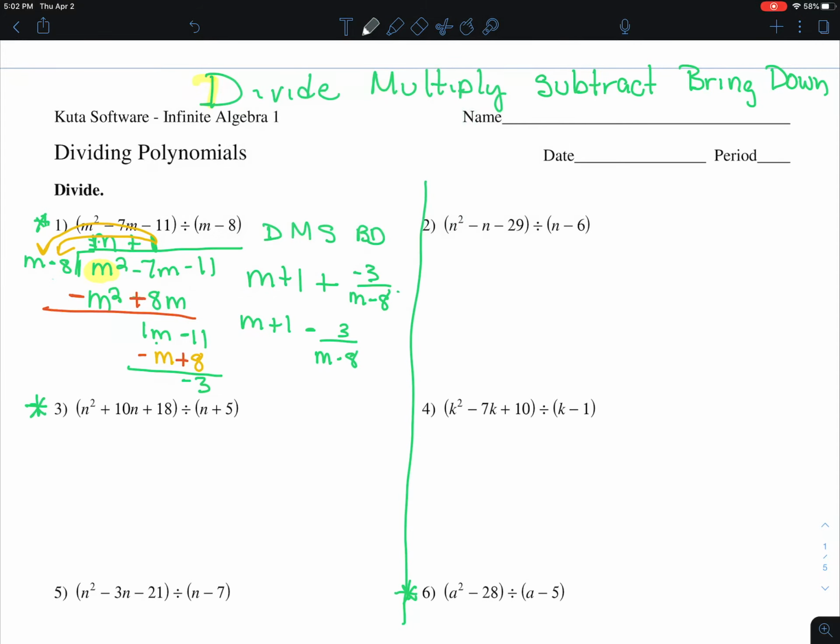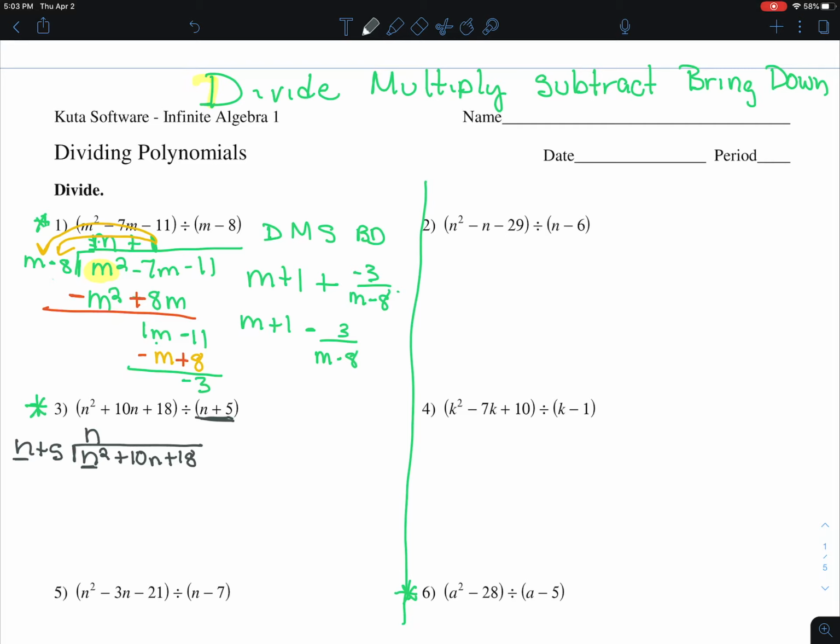All right, so let's do another example. This is our divisor, so that goes outside the house, and inside the house goes the dividend. Okay, we start by dividing. So we're going to ask ourselves, what can I multiply by n to get n squared?